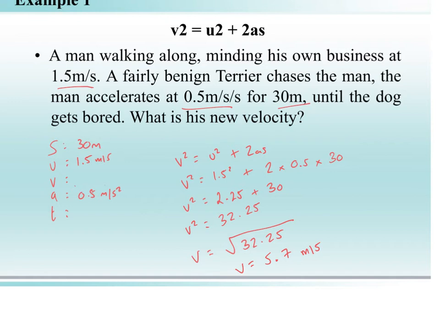So I did my method where 1.5 squared, because it's u squared, plus 2 times 0.5 times 30. So 2 times 0.5 is 1, so that's just 1 times 30. So 2.25 plus my 30 gives me 32.25. So my v squared then, to get v on its own, I need to take the square root of this side. So to get v squared on its own, I need to do the square root of v squared to get v. So I have to do it to this side as well. So the square root of 32.25 comes out to v equals 5.7 meters per second.